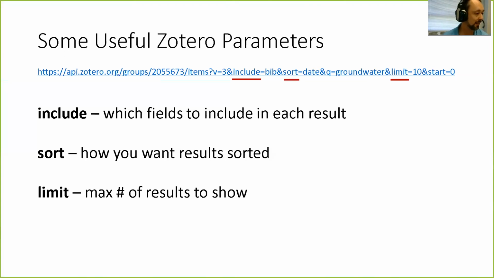I am sorting in reverse chronological order based on that sort equals date parameter, and I'm limiting the search results to about 10. I find that if you go up to, let's say, 100, for example, it takes so long for that data set to come back from Zotero that it's going to make your website appear sluggish, and that's not a very nice end user experience. And so I find that 10 is a pretty good number for Zotero.